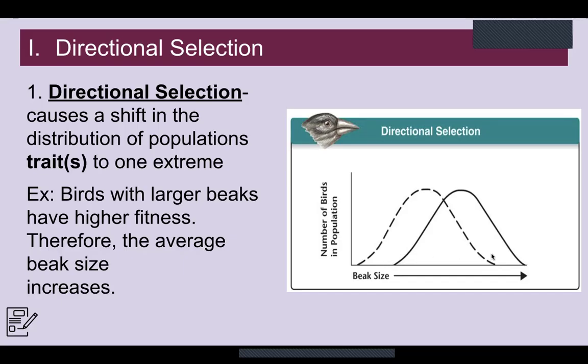Now, something happened, an environmental change, and now we have a shift in the beak size in the population, and this shift is towards larger beaks. So now the average beak is larger than it was in the previous population. So our example is birds with larger beaks have higher fitness. Therefore, the average beak size increases.